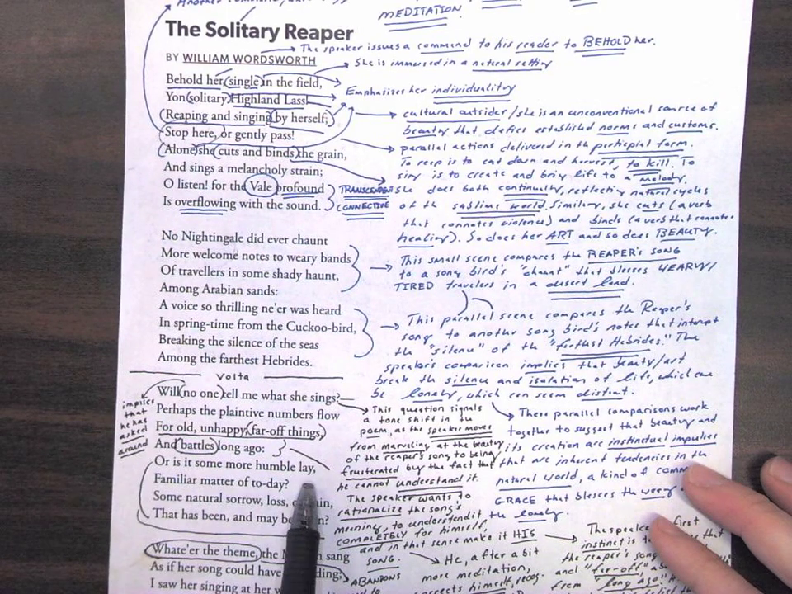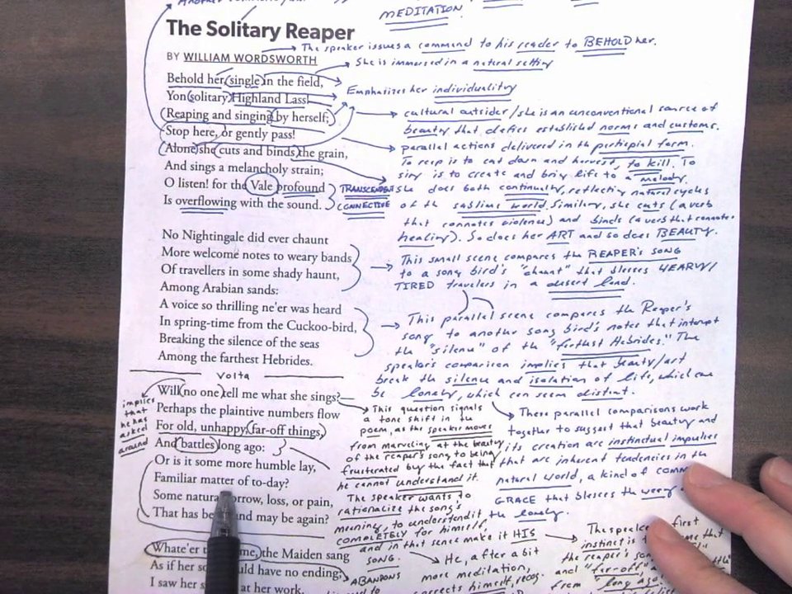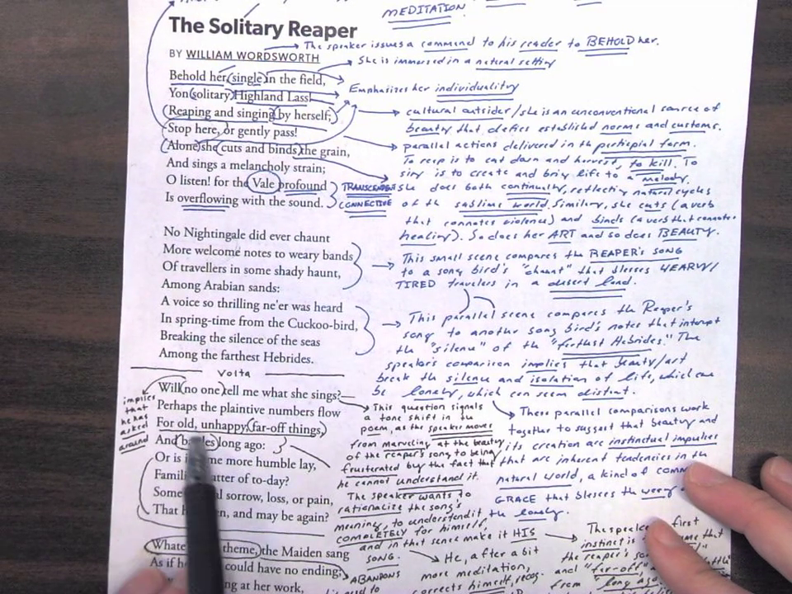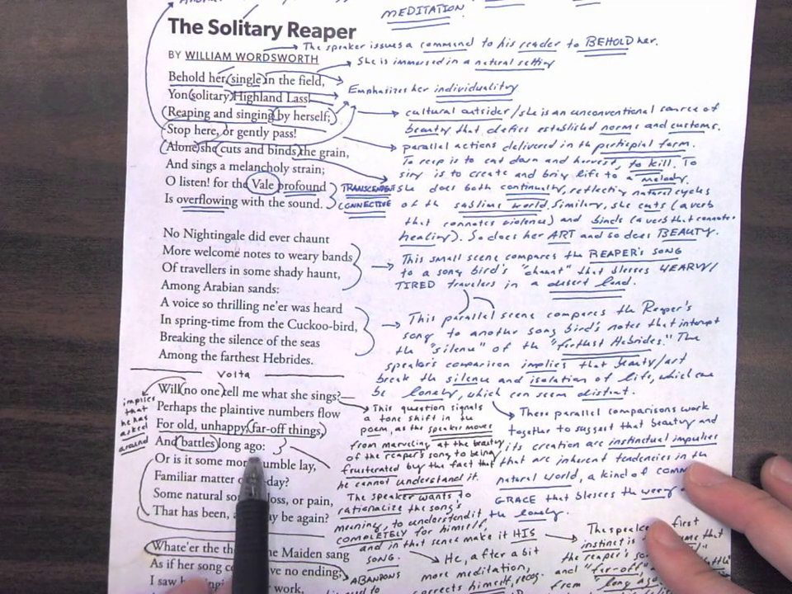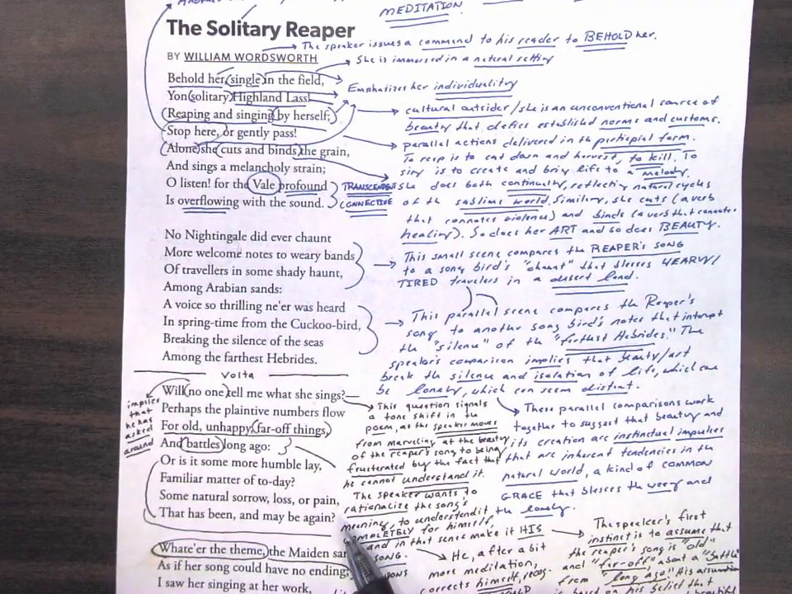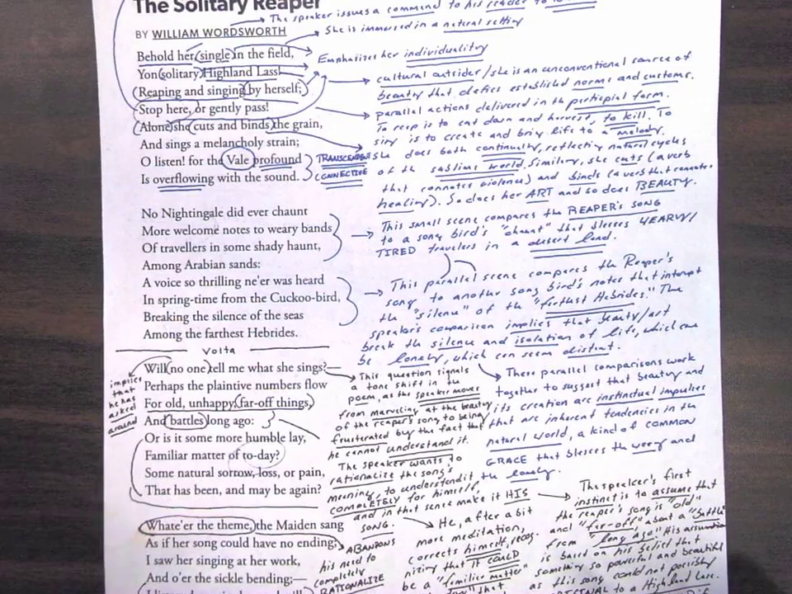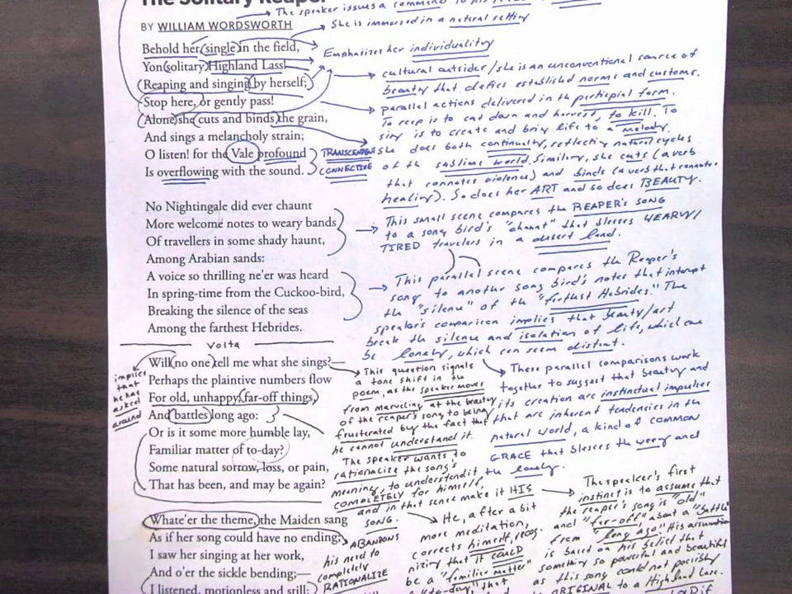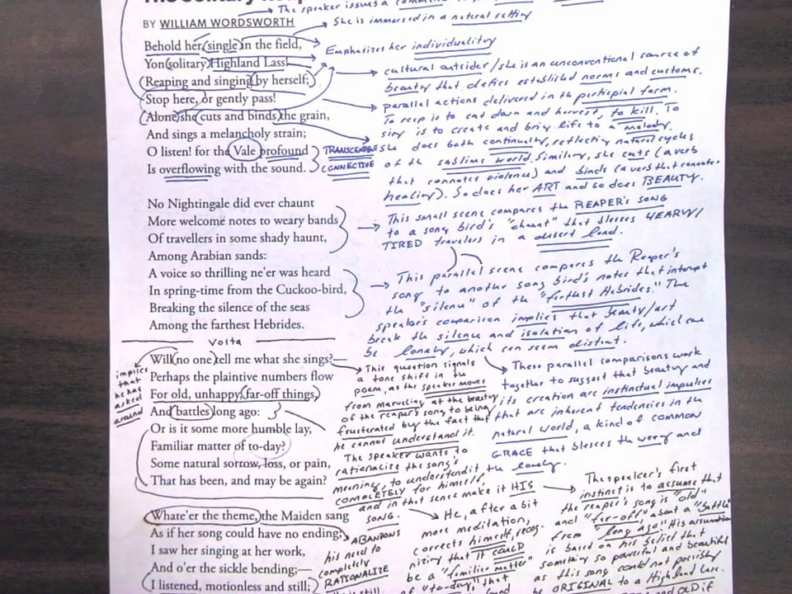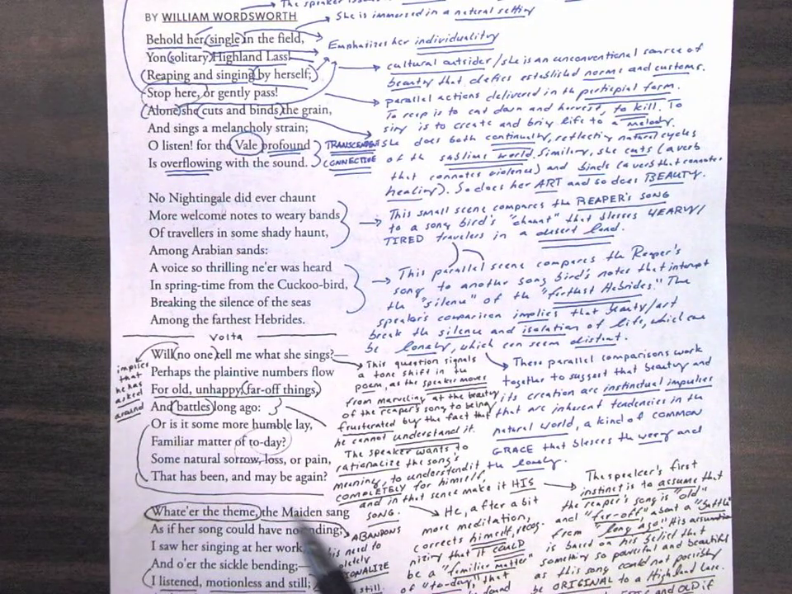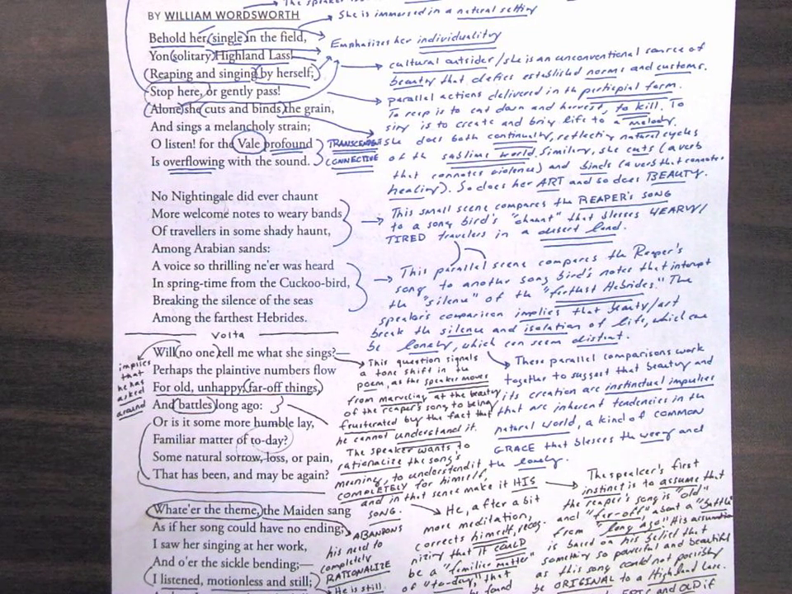Is it some humble lay, some familiar matter of today? Not of something old, not of something from a far off time, but rather of something from today. Something that has to do with the daily life of a peasant person. Something that has to do with the daily life of a commoner. Something that has to do with your daily life. Could that possibly be what the song is about? Some natural sorrow, loss, or pain that has been and may be again.